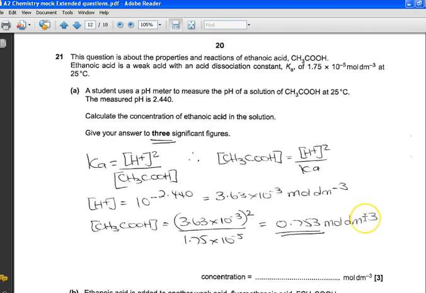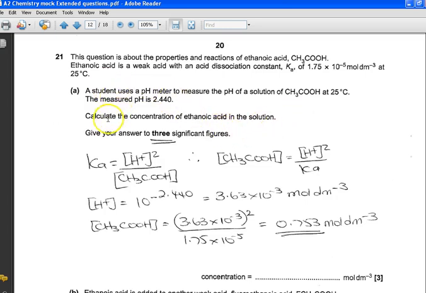Right, number 21. So this is a weak acid question, pH and etc. So you're asked to calculate the concentration of ethanoic acid in the solution and to give your answer to 3 significant figures, which a number of you didn't do, and then of course you lose a mark for that. If you've done the calculation properly, it's really annoying.